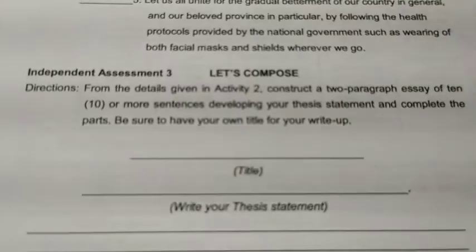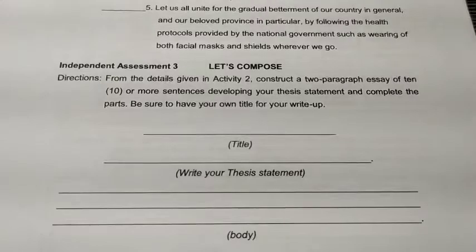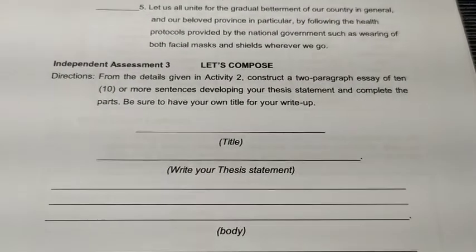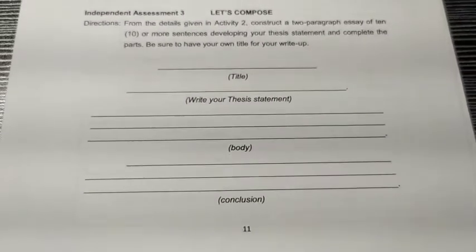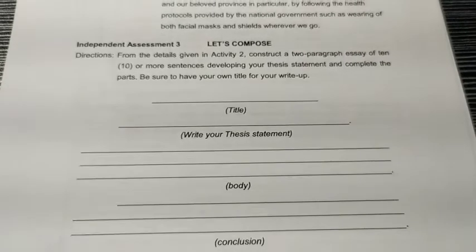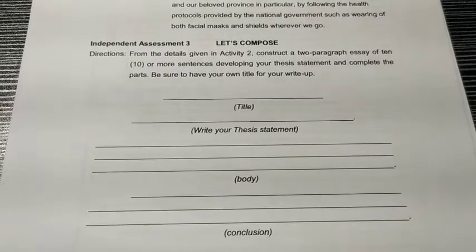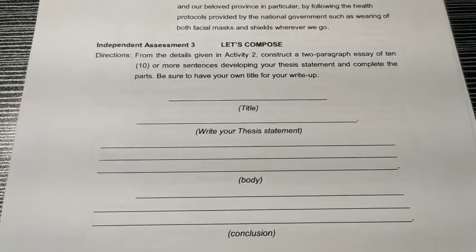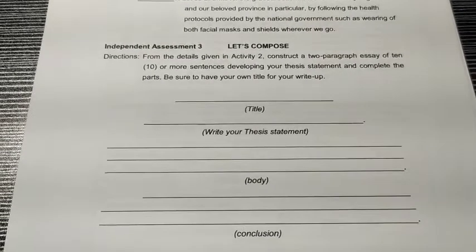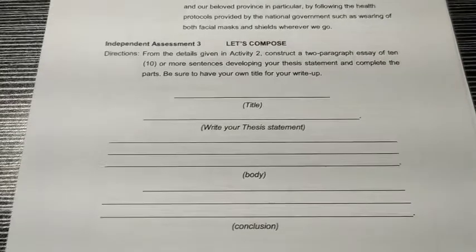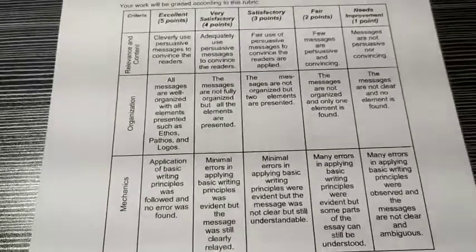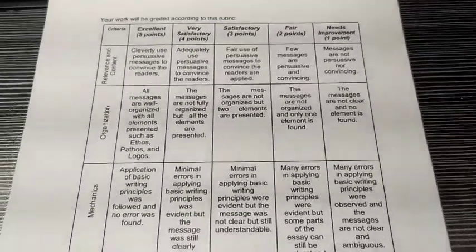From the details given in activity number 2, you have your thesis statement there about my school, my home. So you will write a 2-paragraph essay. You have your thesis statement from a while ago, then create your own title, a body of maybe 5 sentences, then 5 sentences for your conclusion. In the body, there should be evidence to support your thesis statement, then the conclusion is a summary of all your viewpoints about your topic. So they should be connected to one another. We have the same rubric that I explained a while ago.